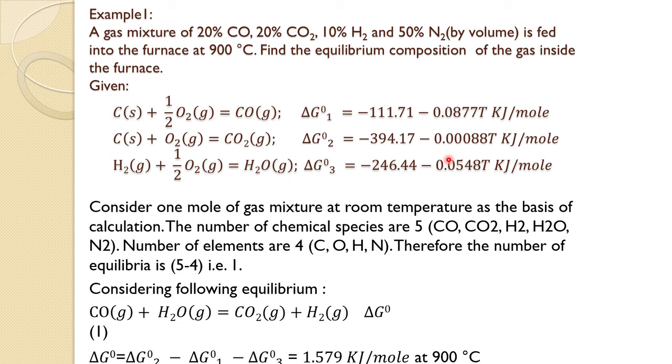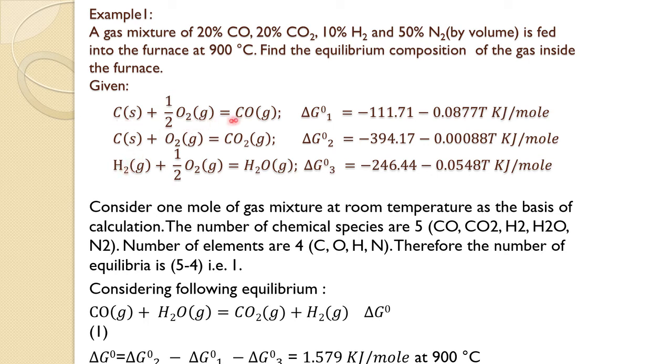There is one example for this. A gas mixture of 20% CO, 20% CO2, 10% hydrogen, 50% nitrogen by volume is fed into the furnace at 900 degrees Celsius. Find the equilibrium composition of the gas inside the furnace. So, these are the data given.